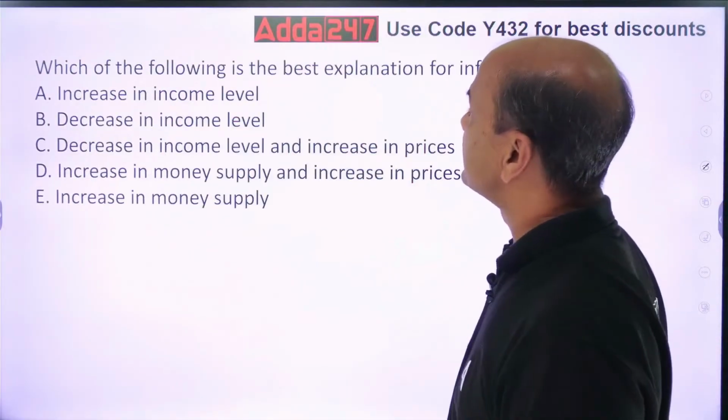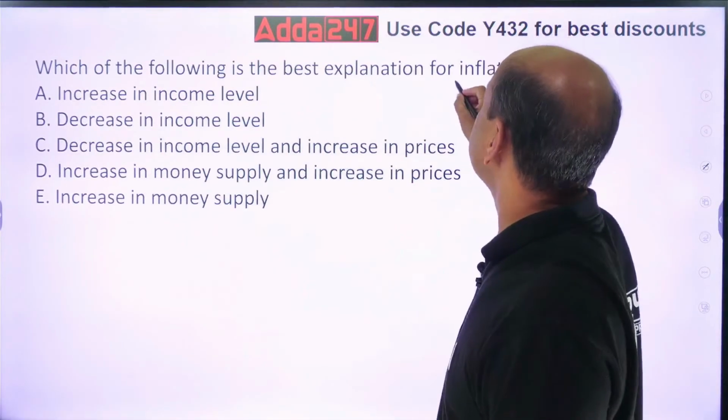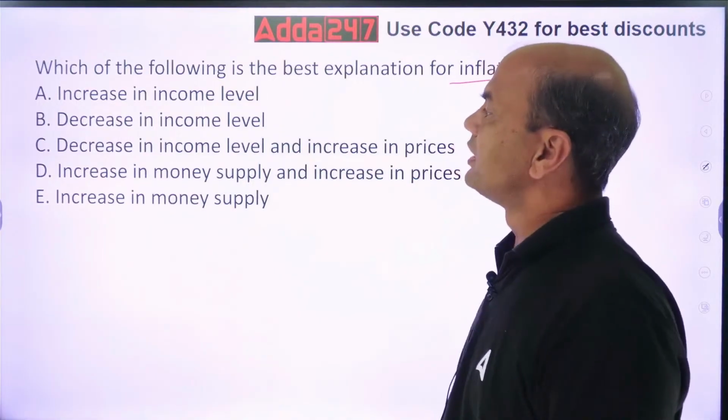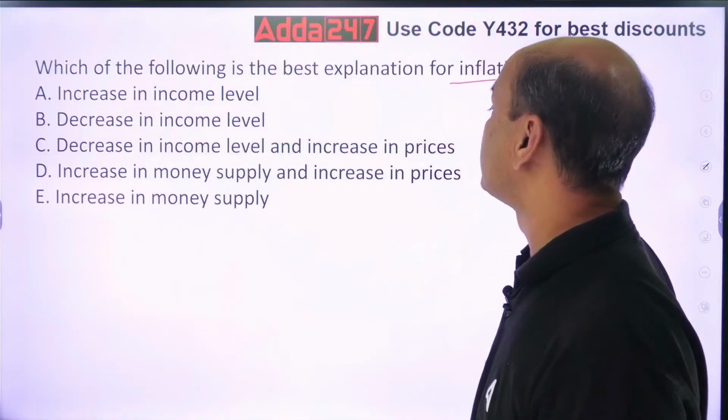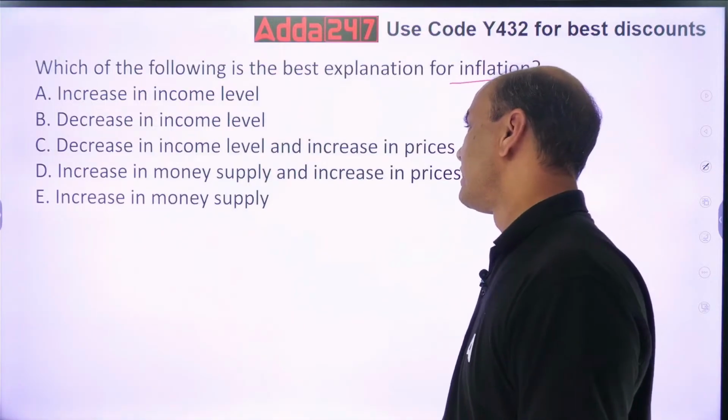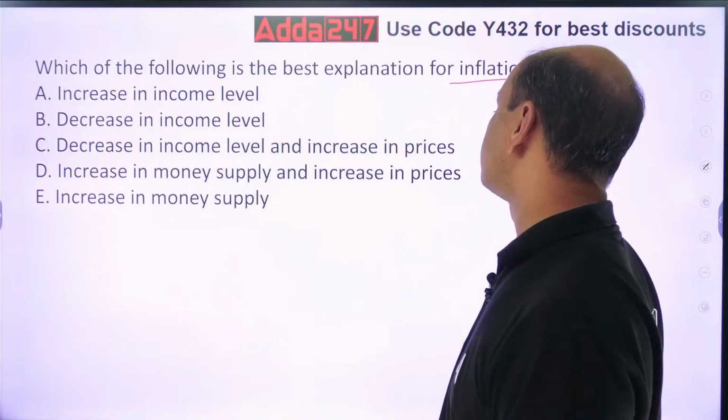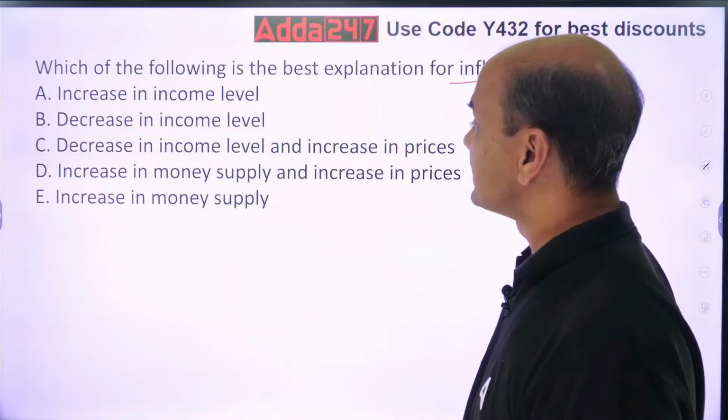Which of the following is the best explanation of inflation? Increase in income level, decrease in income level, decrease in income level and increase in prices, or increase in money supply and increase in prices? Increase in money supply.